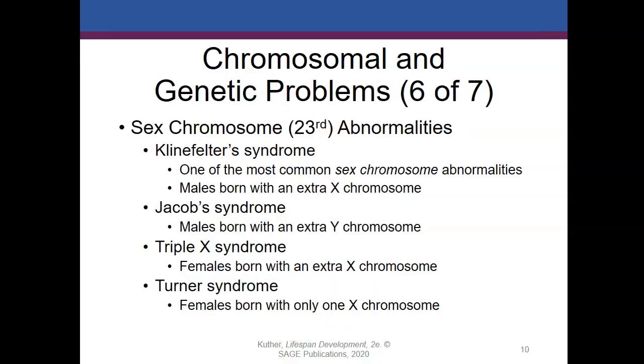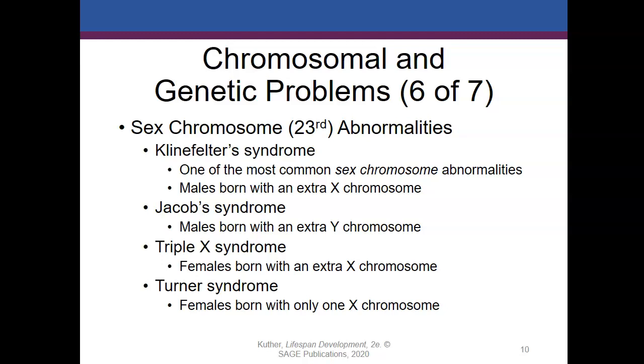Some chromosomal abnormalities occur on the sex chromosome, or the 23rd chromosome. Klinefelter syndrome is one of the most common sex chromosome abnormalities that occurs in males born with an extra X chromosome, XXY. Symptoms range in severity. Some experience some impairment, such as a high voice, feminine body type, a tendency to be overweight, and memory impairments, while others are unaware of the disorder until they are tested for infertility.